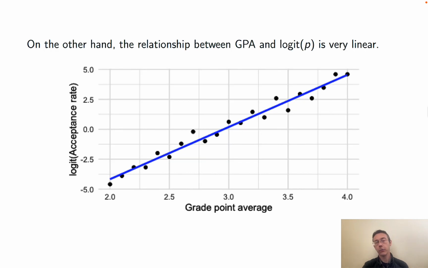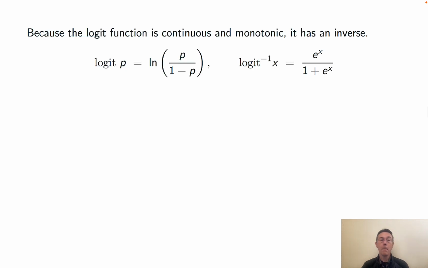On the other hand, if we take the logits of the acceptance rates and plot those against GPA, now we do have a very linear shape, and it makes perfect sense to fit a line to this. And this is the idea that's going to form the basis of logistic regression. Because the logit function is continuous and monotonic increasing, it has an inverse.